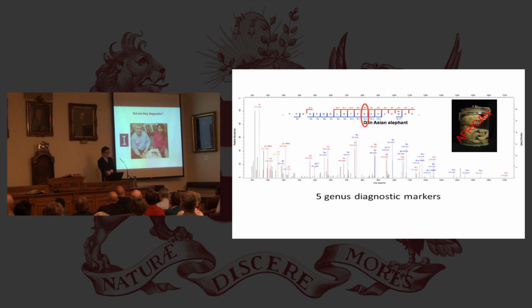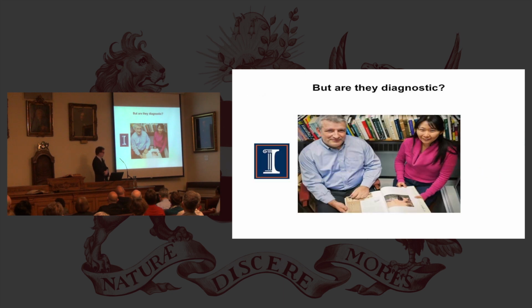So what we then had to do was bring in some other experts. This is a chap called Alfred Roca and Yasuko Ishida. They're in the US at the University of Illinois. These are possibly the world's leading elephant geneticists. They have a very large collection of elephants, and they went back and looked for these markers we found and tested in a wide series of elephants if they were fully diagnostic. And it turned out they were.